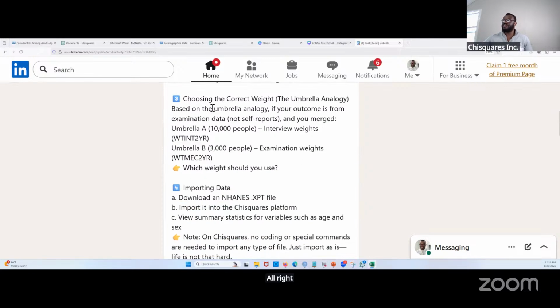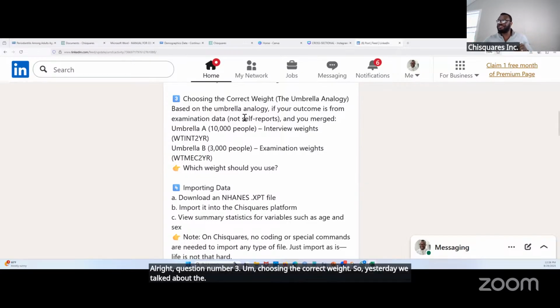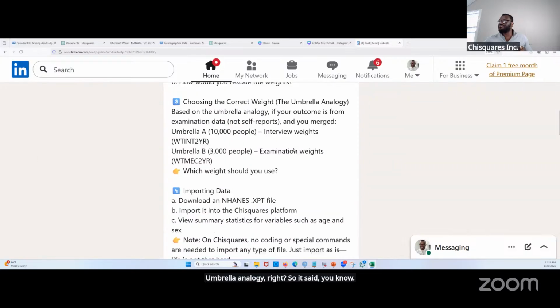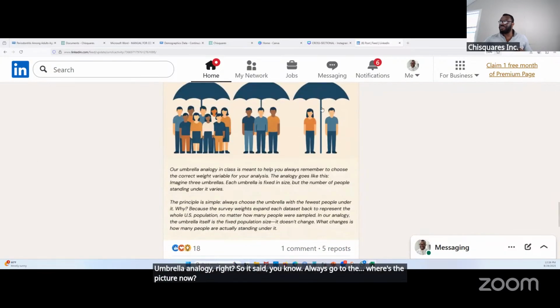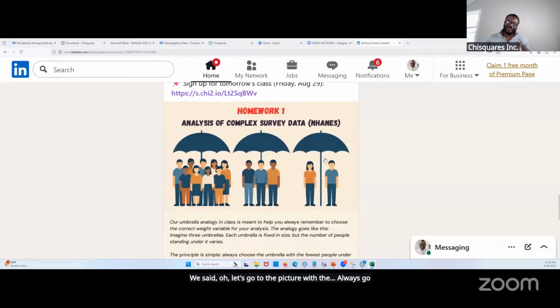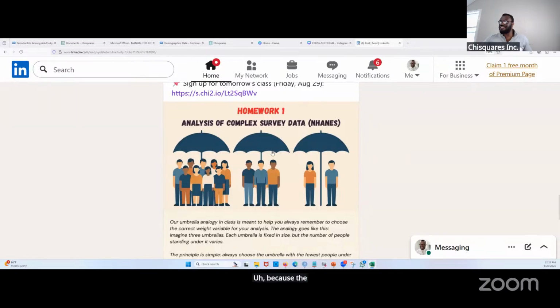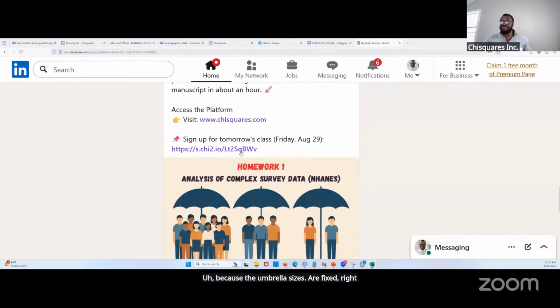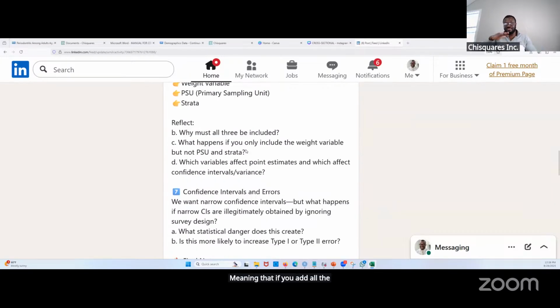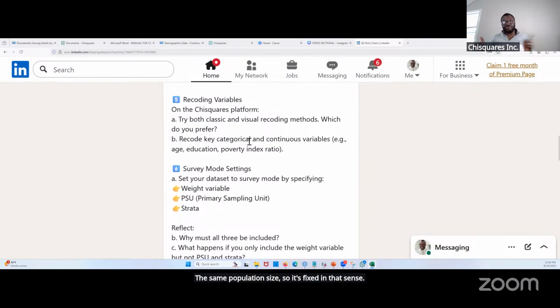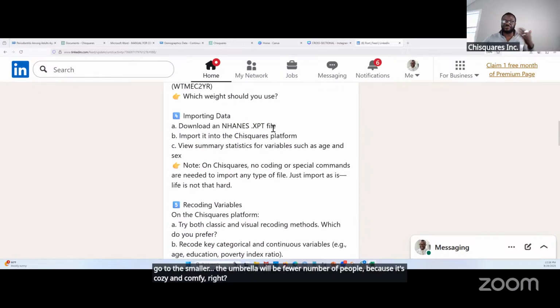All right, question number 3. Choosing the correct weight. So yesterday we talked about the umbrella analogy, right? We said, always go to the image or the umbrella with the fewest number of people. Remember, that's what we said yesterday. And because the umbrella sizes are fixed, meaning that if you add all the weights, if you add interview weight and MEC weight, you get the same population size. So it's fixed in that sense. That's why we say just go to the umbrella with the fewer number of people because it's cozy and comfy, right? That's just a way to help you remember.